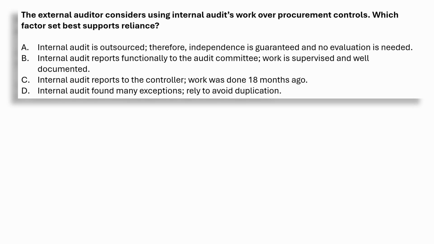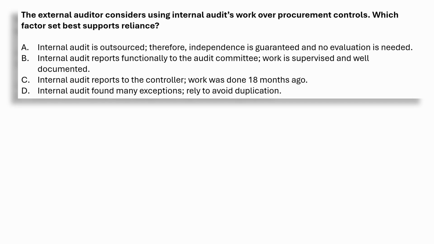Question. The external auditor considers using internal audit's work over procurement controls. Which factor set best supports reliance? Option A. Internal audit is outsourced. Therefore, independence is guaranteed and no evaluation is needed. Nope. Just because it's outsourced doesn't mean I can skip evaluation. I still have to consider competence, objectivity, and quality of the work.